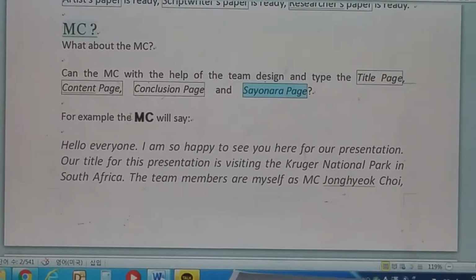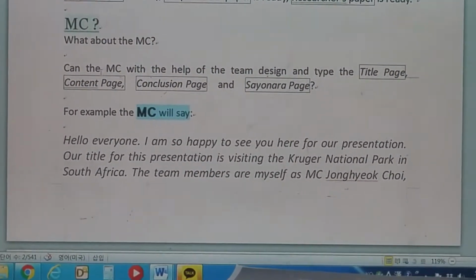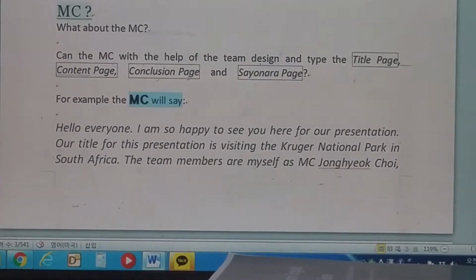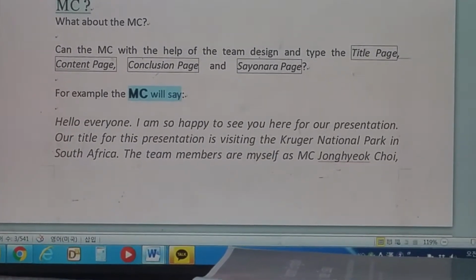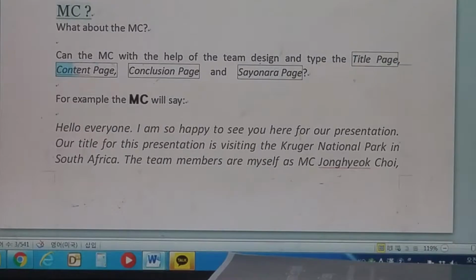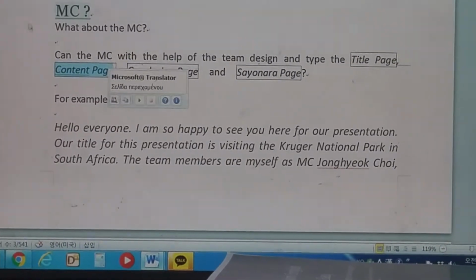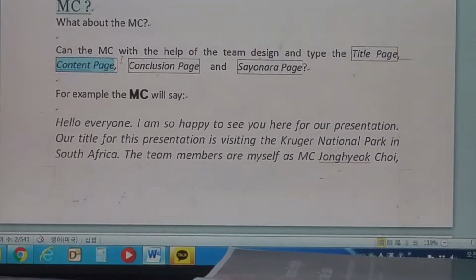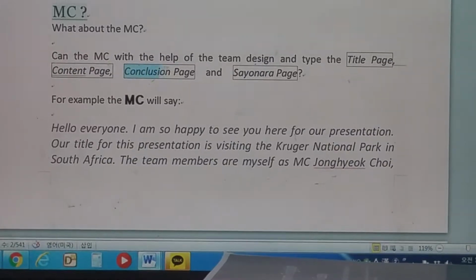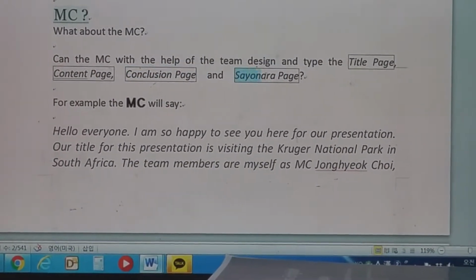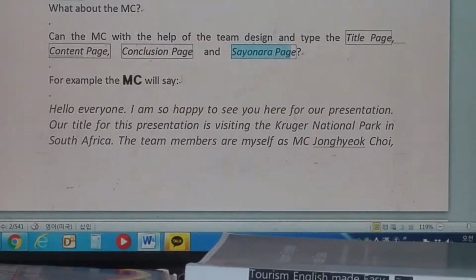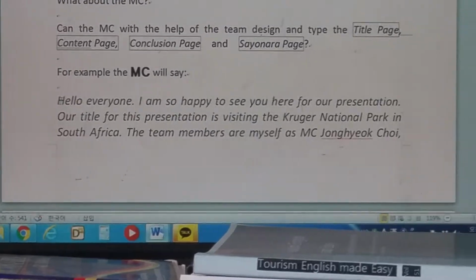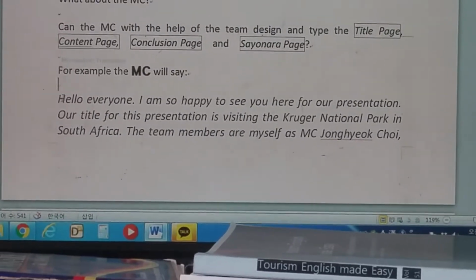For example, MC, you use the title page, then go to the content page, then the conclusion page. As you speak, you start speaking here, then you disappear, and the artist, scriptwriter and researcher speak their papers. Then you come back, MC, and you speak this. So you do the following: you go to the front, right after singing a song, the song we will do next week.